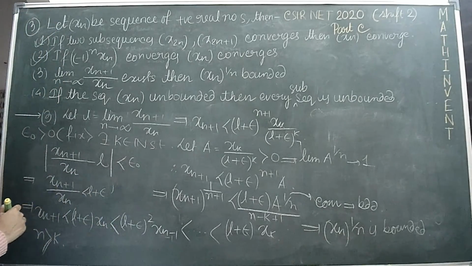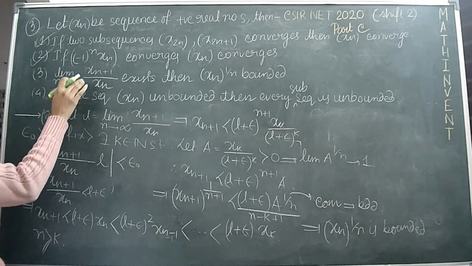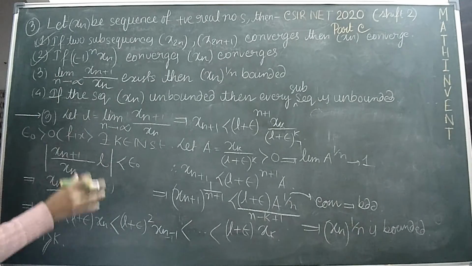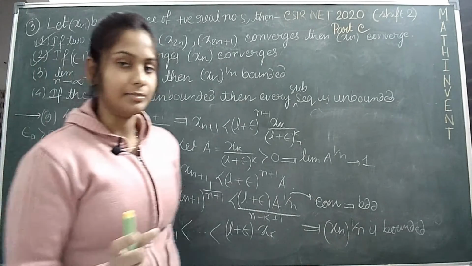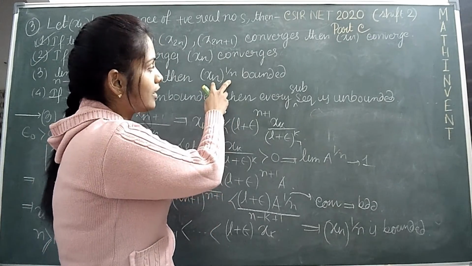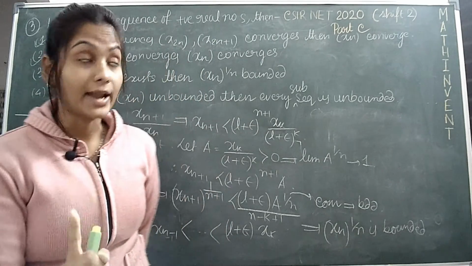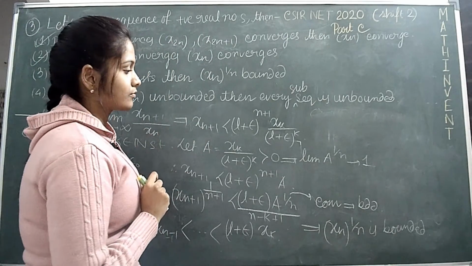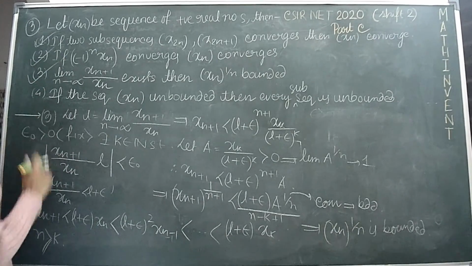Actually, there is a standard result: if limit as n tends to infinity of xn plus 1 divided by xn equals L, where L can be 0, a non-zero real number, or infinite, then the sequence xn power 1 by n will converge to the same limit L, provided these are sequences of positive real numbers. So option 3 is also correct. Let us see option 4.